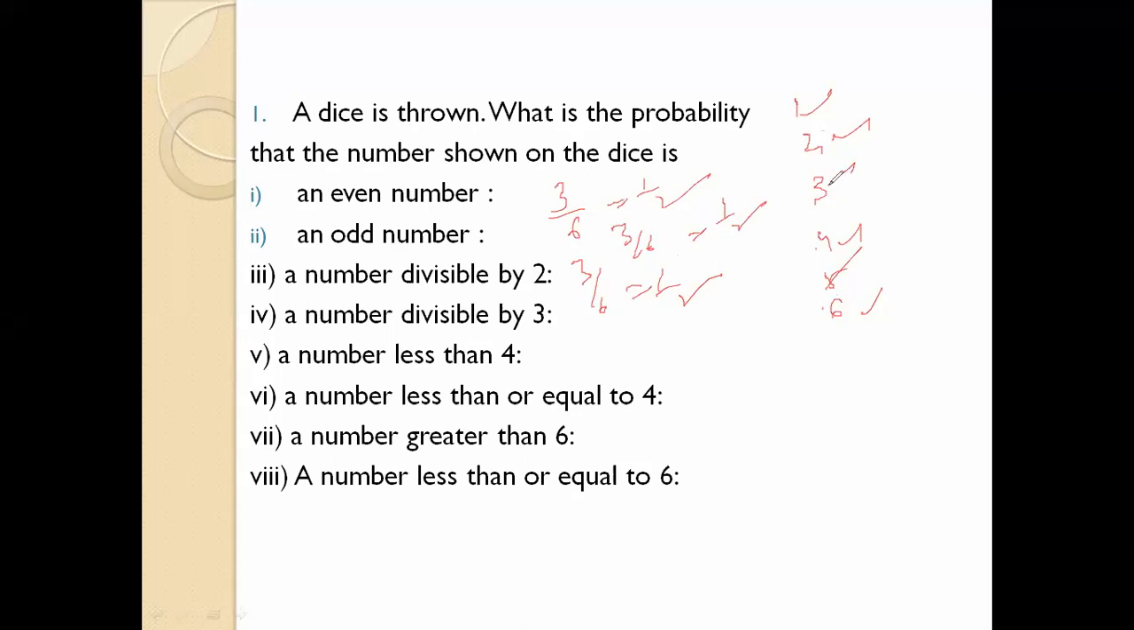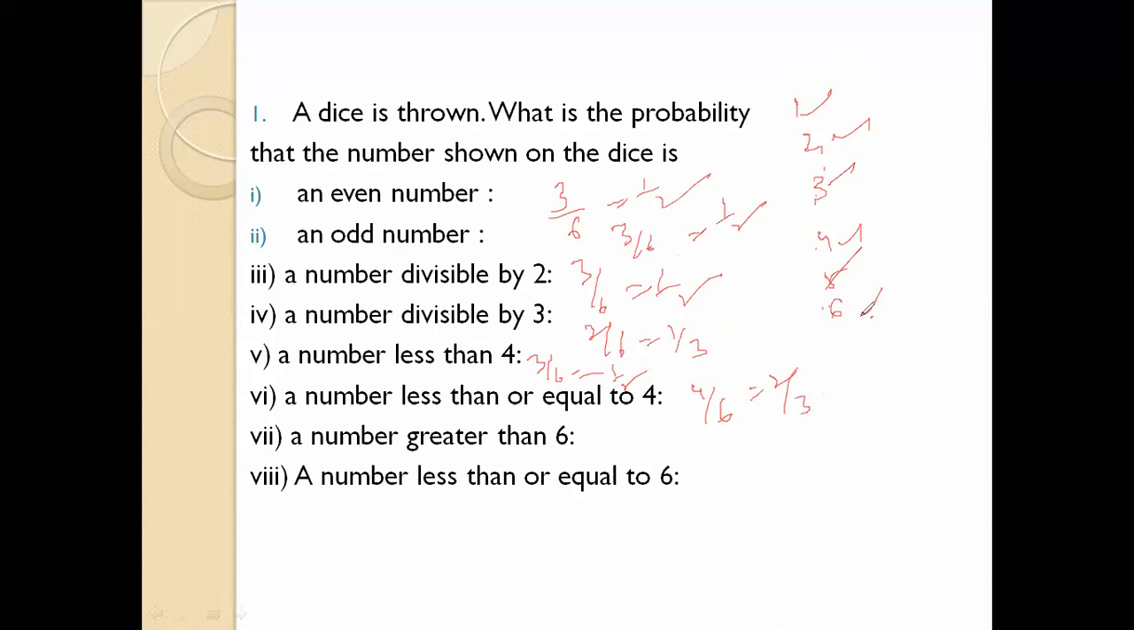A number divisible by 3. The numbers divisible by 3 are 3 and 6. 2 by 6. That value is 1 by 3. A number less than 4. How many numbers less than 4 are there? 3. 3 by 6. That value is 1 by 2. A number less than or equal to 4 means 4 numbers. 4 by 6, which is 2 by 3.